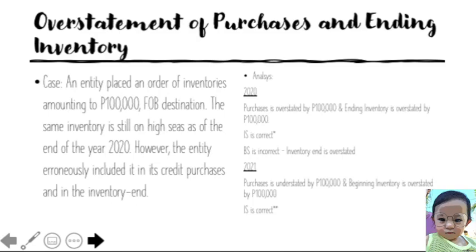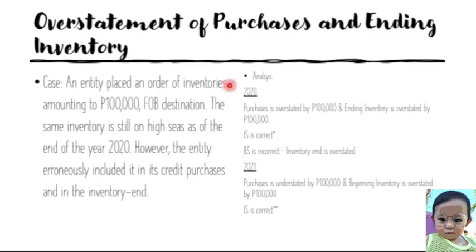physical count. However, the entity erroneously included it in its credit purchases and at the same time it is recorded in the inventory end. So the purchases for that period is now overstated by 100,000. The same thing with ending inventory. Now the income statement is actually correct, or rather the net income is correct.